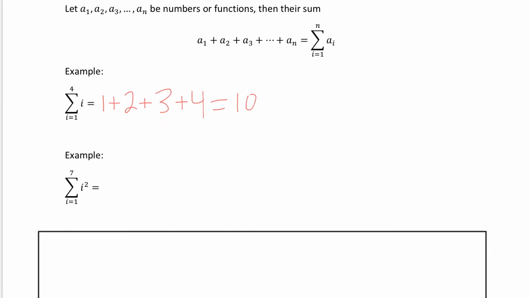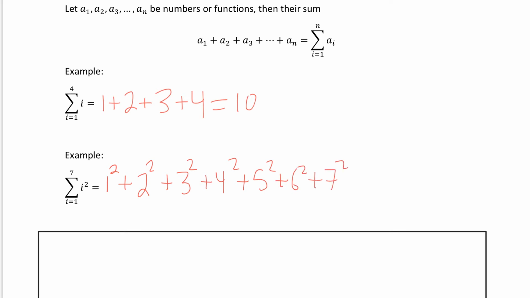Now how about this? The sum I equals 1 to 7 of I squared. Let's try to break this down. We're starting at I equals 1, and we're going all the way up to 7. That's what the 1 and the 7 mean. The I squared means that for each term in the sum, we're going to be squaring it. So we start off with I equals 1, and we get 1 squared, plus. Then I increases to 2, and we write 2 squared. And then we write 3 squared, and 4 squared, and 5 squared, and 6 squared, and 7 squared.